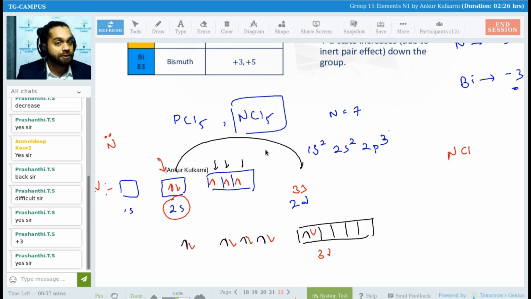These are the lone pair of electrons. Are you getting it, everyone? Come on, give me yes or no. Is it clear? Yes, is it clear why your NCl5 does not exist? Because 2d does not exist. Yes, Sasidharan?